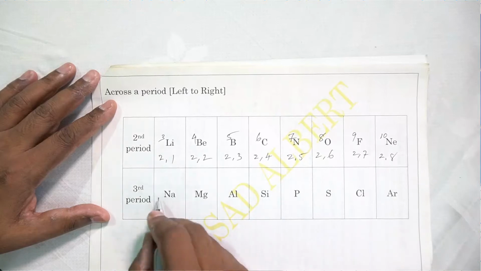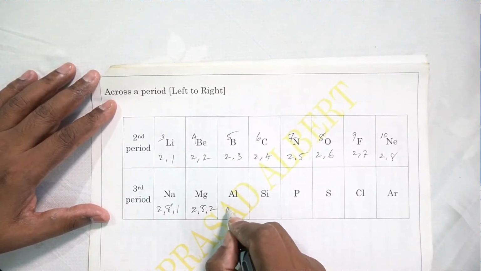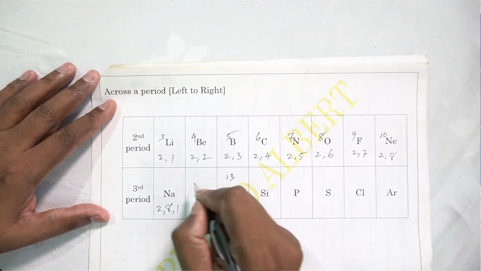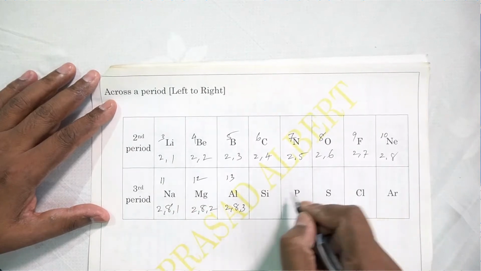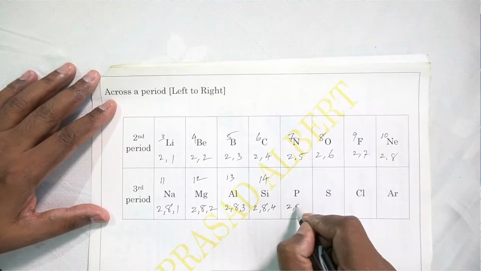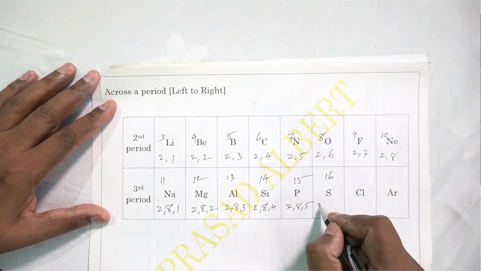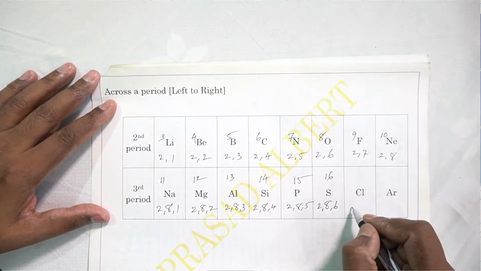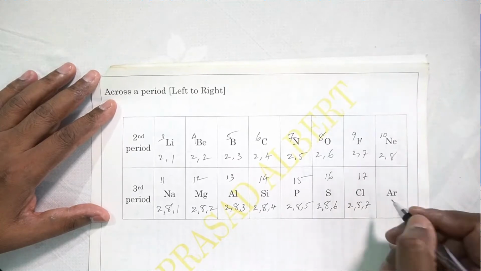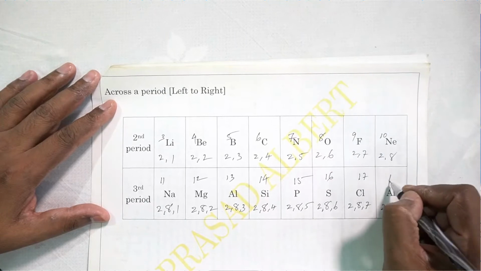In the third period we have sodium 2, 8 and 1, magnesium is 2, 8, 2, aluminum is 2, 8 and 3. What is the atomic number? Add up this, you get 13. Here it is 12 and this is 11. So silicon 2, 8, 4 means 14. This is 2, 8, 5 means 15. 16 is 2, 8 and 6. Chlorine is 2, 8 and 7. So it is 17, right? Argon is 2, 8 and 8, has a complete octet. The outermost has 8 electrons, so it is 18.